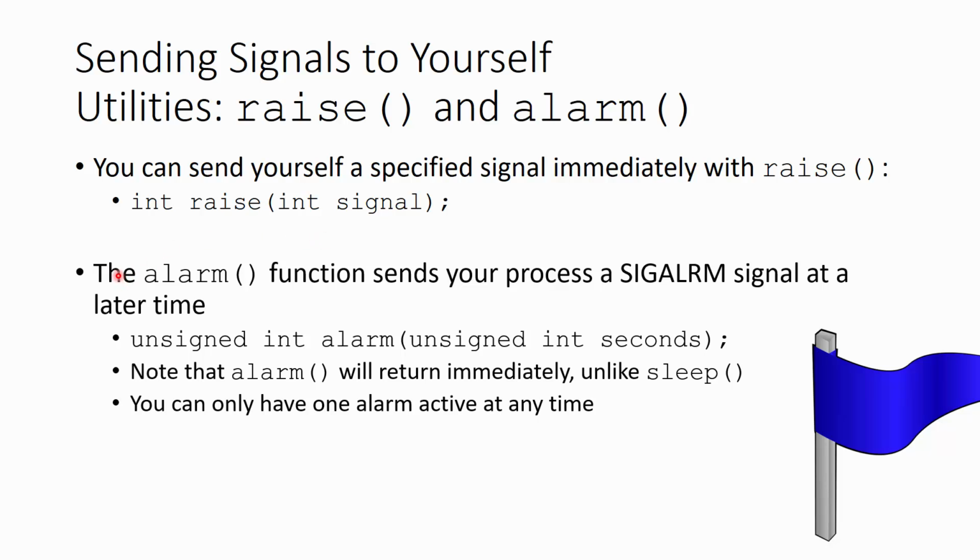The alarm function sends your process a SIGALRM signal at a later time, and we've seen this already. The signature for this function is unsigned int, that's what it returns, and you pass in the number of seconds after which you want the alarm to come back to you. Alarm returns immediately, unlike sleep. While sleep doesn't return until the time has expired, alarm returns immediately and lets your process continue. Then you have to manage the SIGALRM signal that arrives. If you don't, it'll terminate your process. And you can only have one of these alarms registered at any given moment.